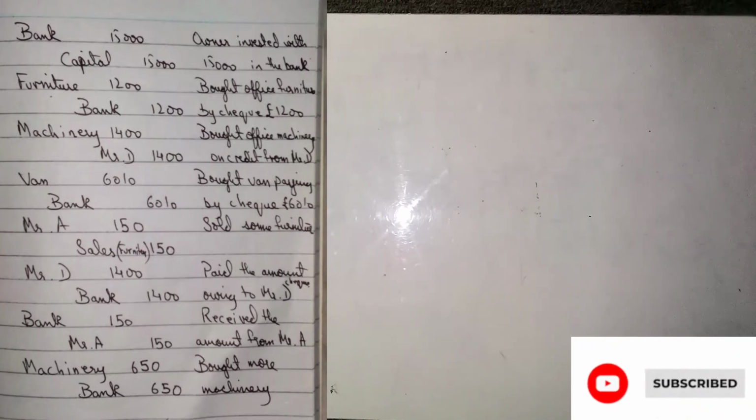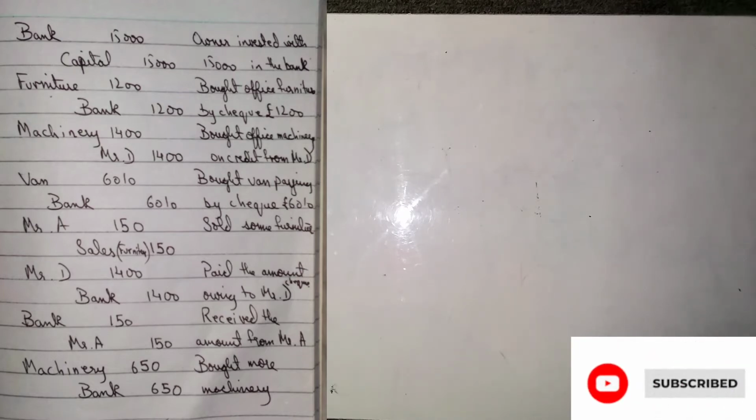Then comes paid the amount owing to Mr. D. In the last entry, we saw that we bought office machinery on credit from Mr. D. Now we are paying the amount. See, he is the taker and we are giving the money. So he is taking the money, so we will debit it. Always keep in mind, whatever is being added, it is on the debit side. Whoever is the giver, it is always going to be on the credit side.